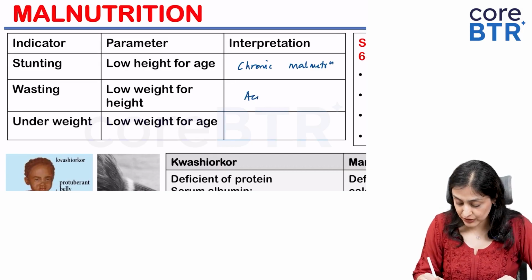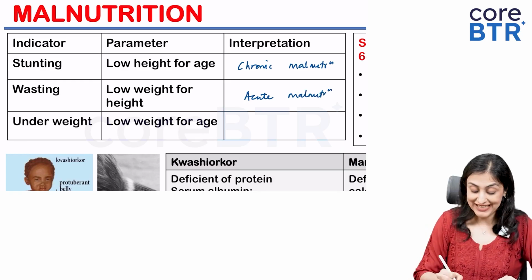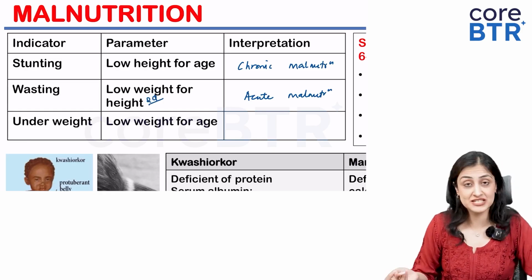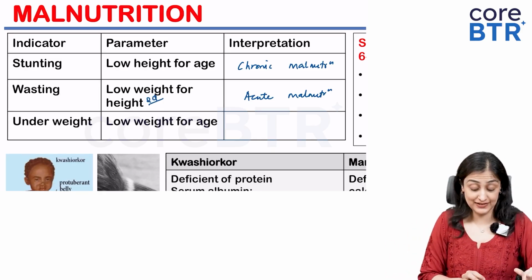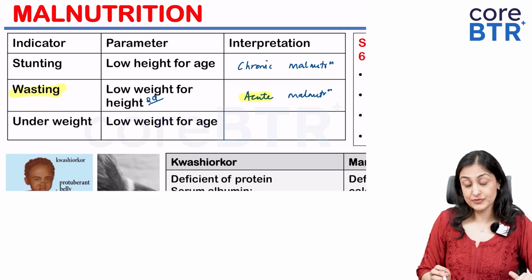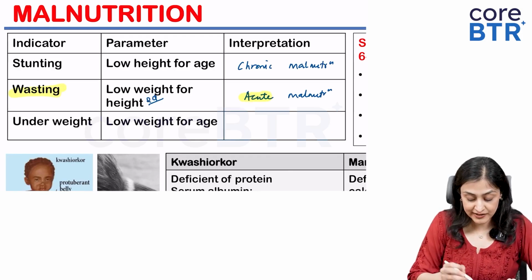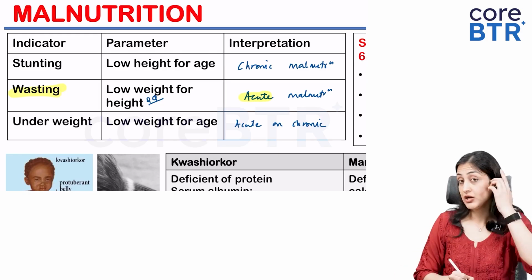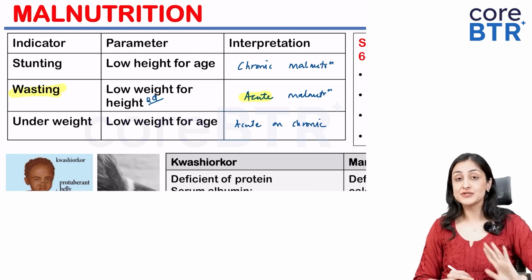Wasting is what is acute malnutrition. So this is where we have low weight for height. Very, very important. You know how we say if you party too much, you'll say, I got wasted last night. So that's an acute thing, right? So wasting is acute, weight for height. And underweight, weight for age, is both. So it is acute on chronic malnutrition, right? So it represents both. So remember, weight for height is wasting.